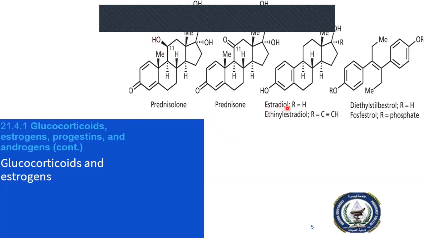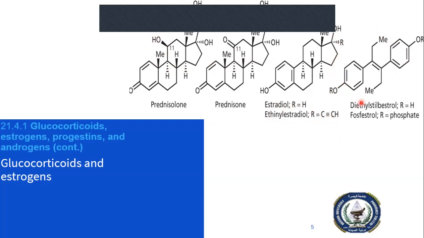This is the structure of estradiol. In the case of estradiol, this one is hydrogen. For the ethinyl estradiol, as the name implies, it has the ethinyl group, the C triple bond CH, here instead of the R group.